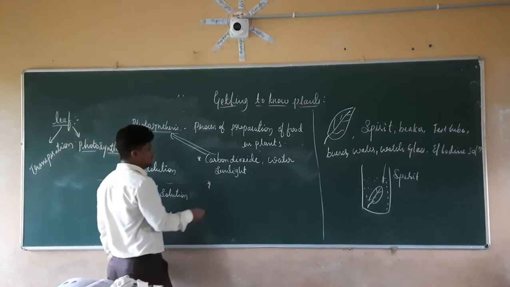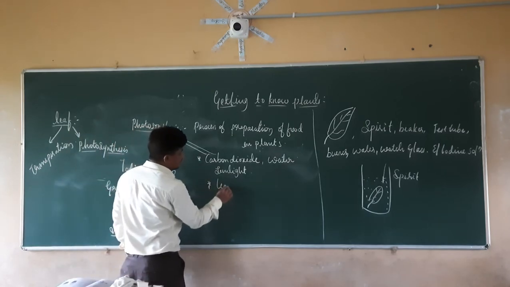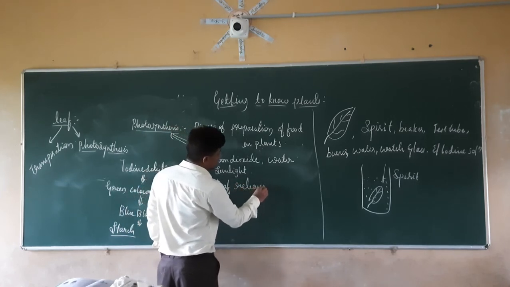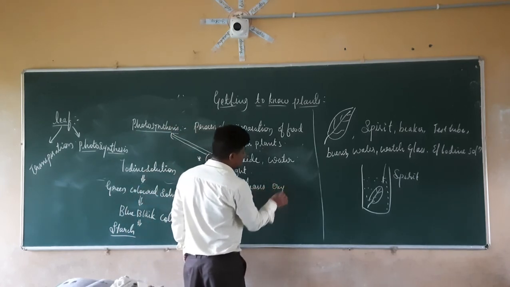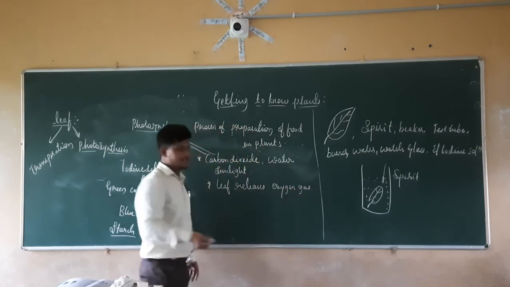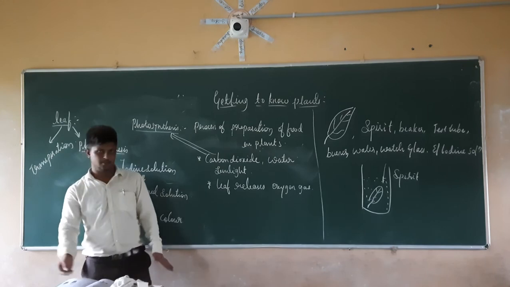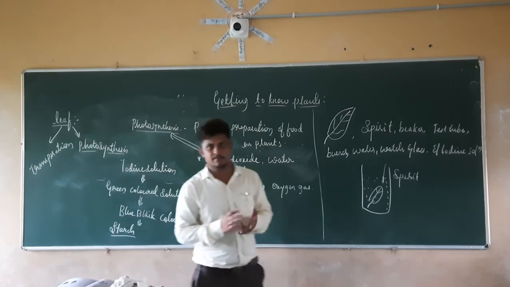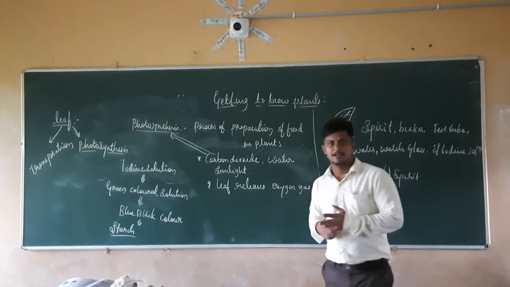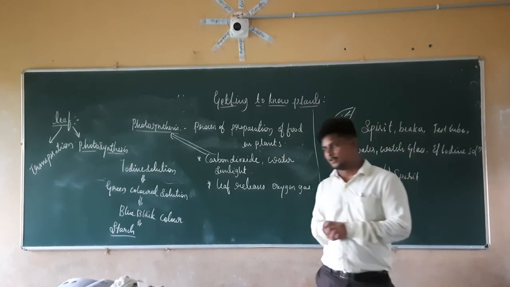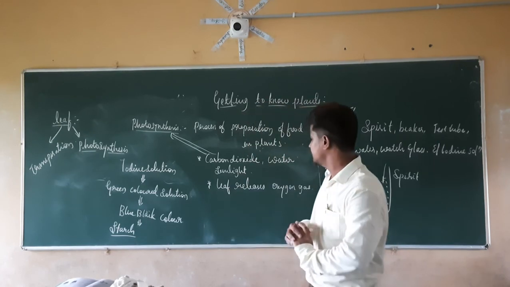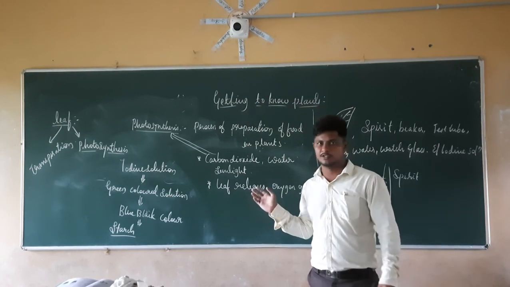In photosynthesis, the leaf releases oxygen gas. What are they going to release? They are going to release oxygen gas. So these are the major functions of the leaf. One is the transpiration, and the second one is the photosynthesis. In photosynthesis, they are going to utilize the carbon dioxide and water, and they are going to release the oxygen gas.